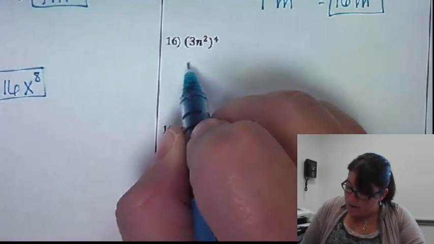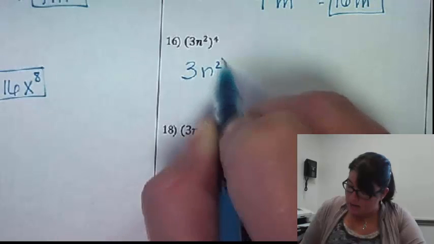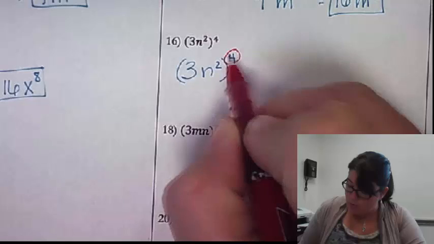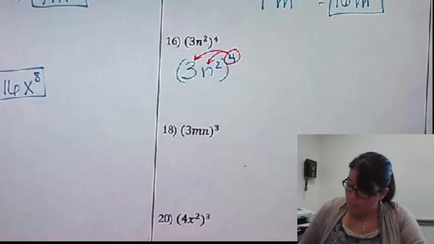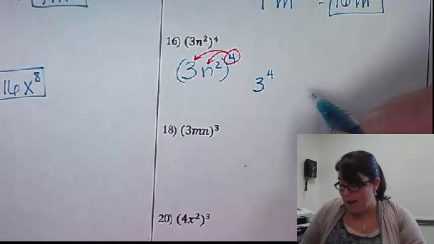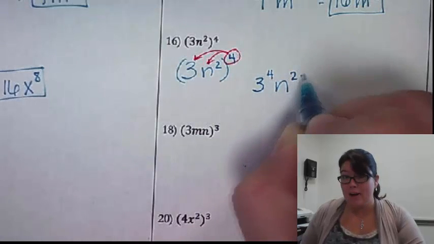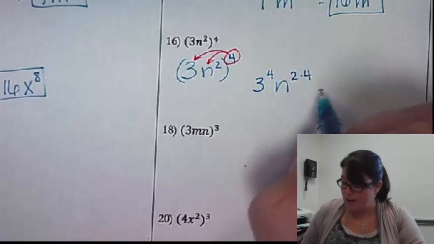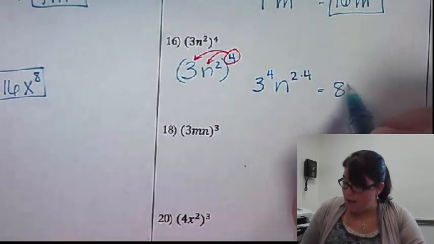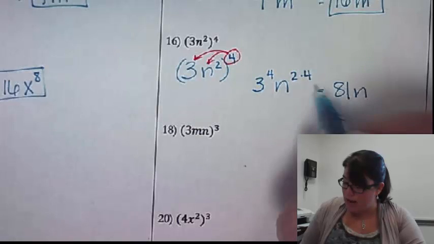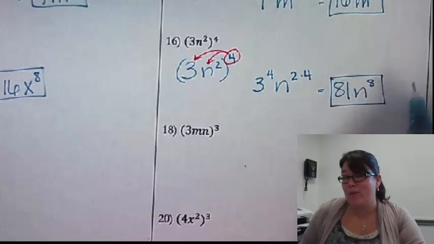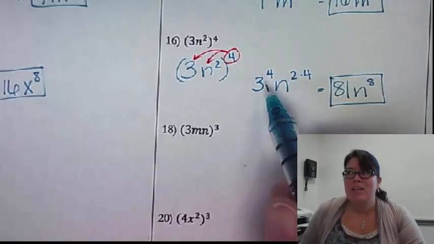For 16, we've got 3n squared on the inside and an exponent of 4 on the outside. So I'm going to take this outside exponent and distribute it to both parts. On the coefficient, it becomes a regular exponent. On the base, I multiply it by what's already there. Now I simplify. 3 to the 4th power is 81, and n will be to the 8th power because 2 times 4 is 8.